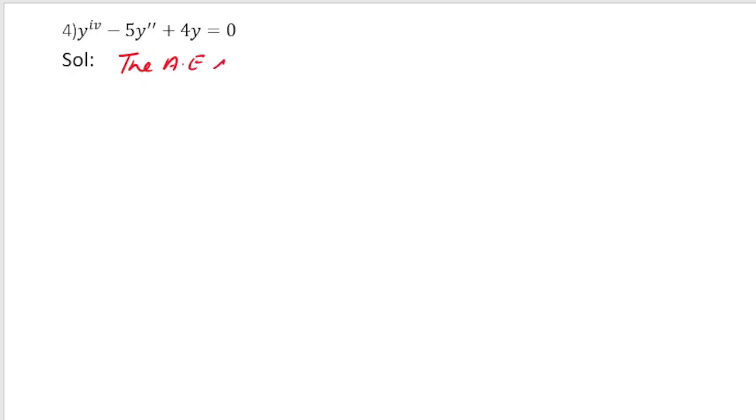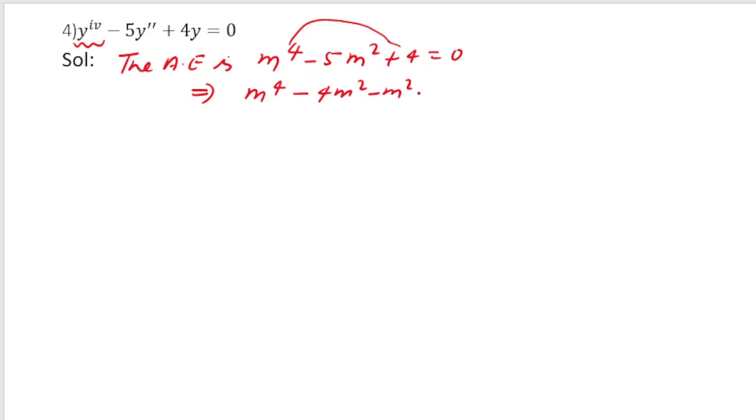The auxiliary equation is m to the power 4, since it is a fourth order derivative, y to the power 4. So m^4 minus 5m^2 plus 4 is equal to 0. Now we have to factorize it. So how can we factorize? See, this can be seen as a biquadratic equation, because of m^2, so I can write it as m^4, minus 4m^2 minus m^2, right? I hope you understood what I did.